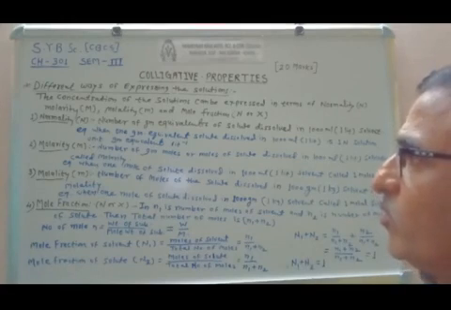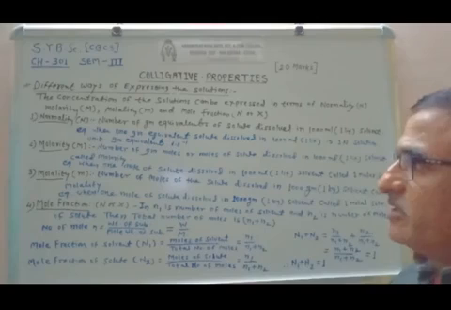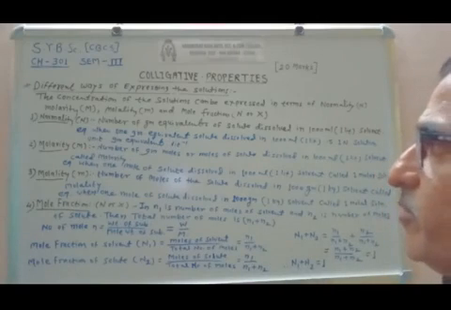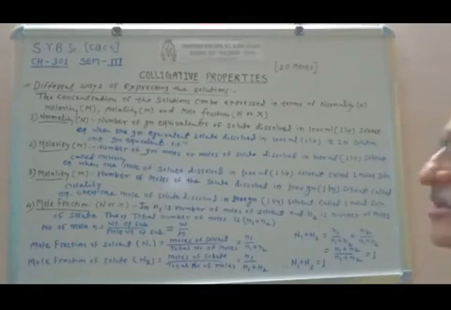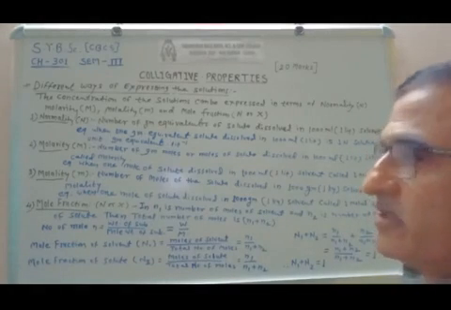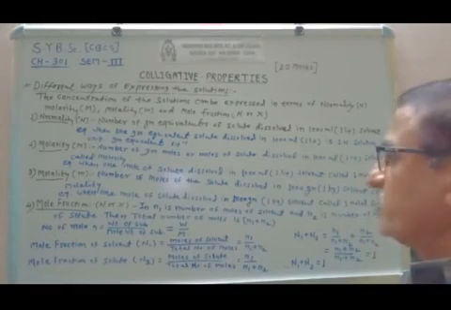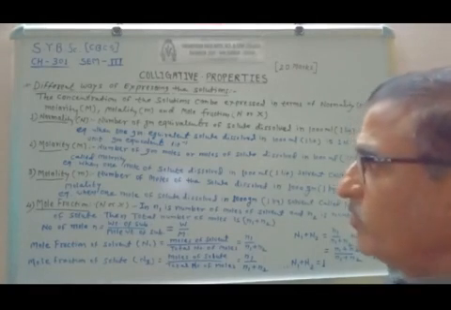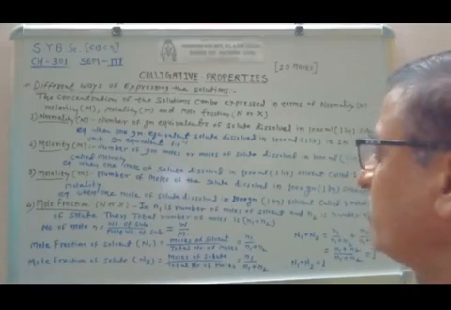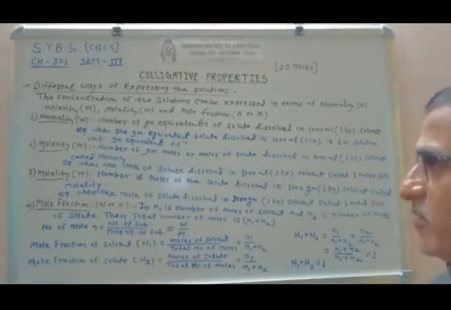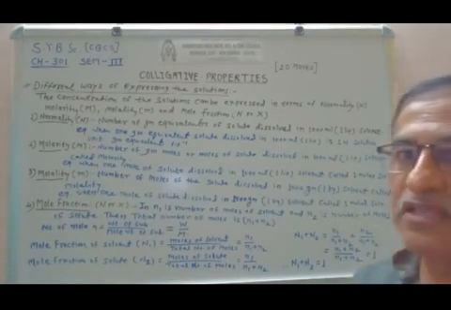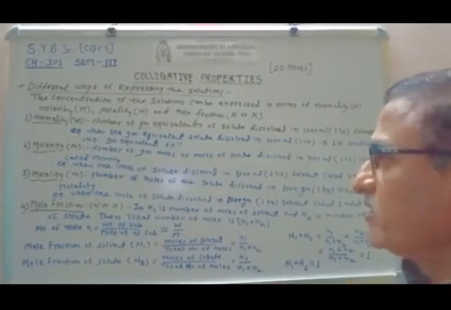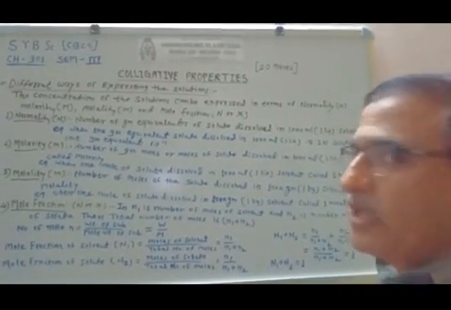Now molarity. The number of gram moles, or moles, of solute dissolved in 1000 ml or 1 liter of solvent is called a molar solution. When 1 mole is dissolved in 1000 ml or 1 liter, it is called a molar solution. It is indicated by capital M.